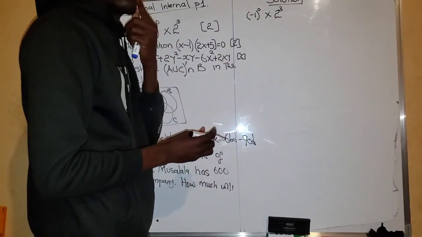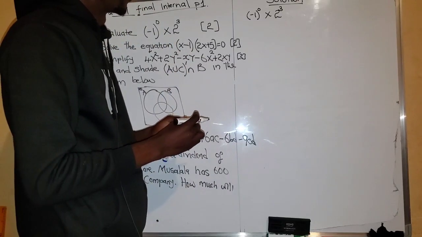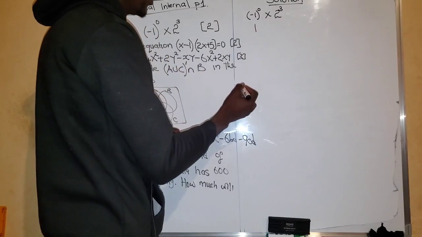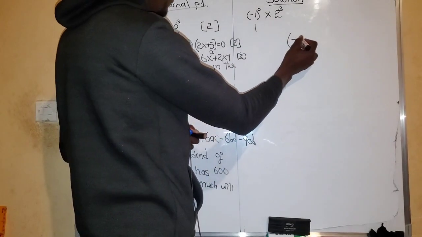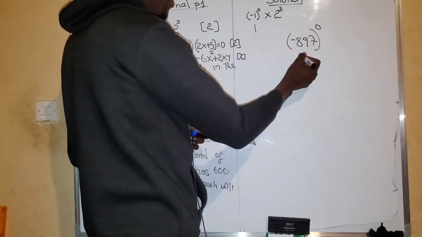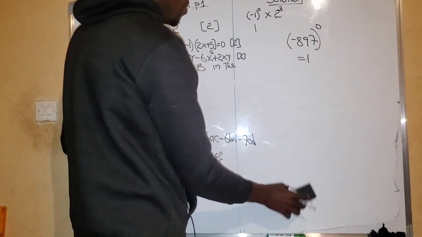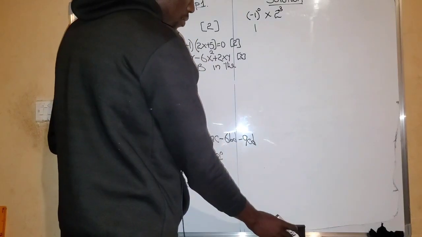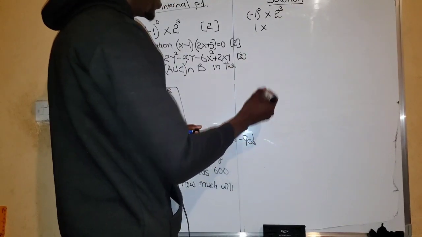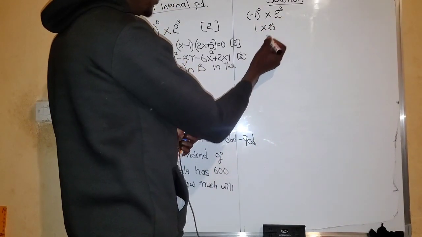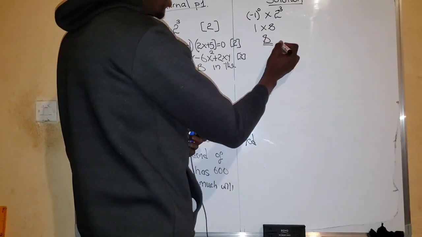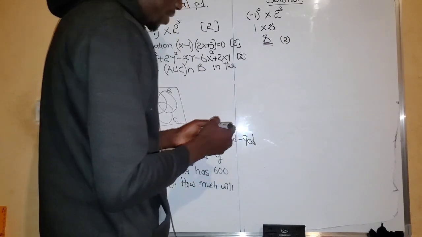So we know any number to the power of 0 is 1. So -1 to the power of 0 is 1. Any number, maybe -8, 9, 7, 807, to the power of 0, as long as it's a power of 0, the answer will always be 1. So multiplied by 2 to the power 3 means 2 times 2 times 2, 3 times, giving us 8. So 1 times 8 gives us 8. So here you get your full 2 marks.